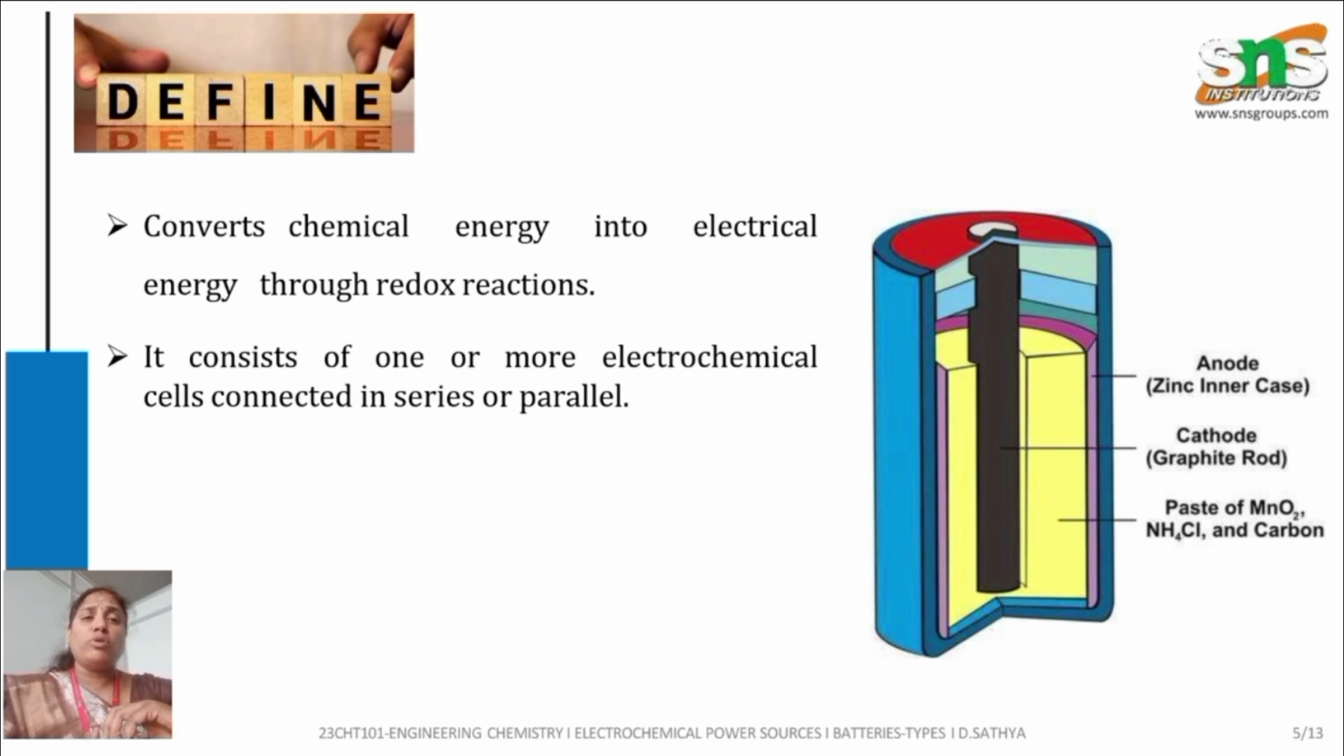It consists of one or more electrochemical cells connected in series or in parallel. That means anode and cathode in an electrolytic solution. In this picture, the zinc inner case acts as the anode, and the cathode is the graphite rod. So graphite rod as a cathode and zinc as an anode. For the electrolyte, in this picture we are using manganese oxide, ammonium chloride and carbon as an electrolytic paste.